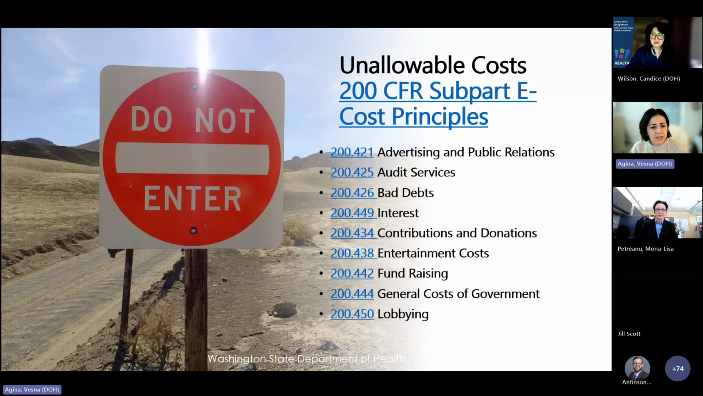I also included this slide just as a resource. This is 2 CFR 200 related to the unallowable costs. So those are the costs that are not allowable to be charged.